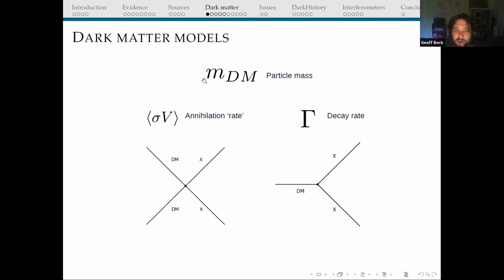Okay, so in general, I'll just refer to annihilation models, but almost everything I say will apply to decaying cases as well. Their physics doesn't change enormously.